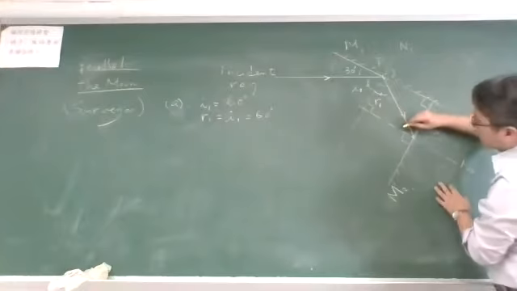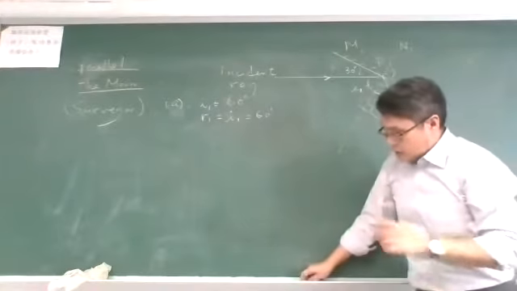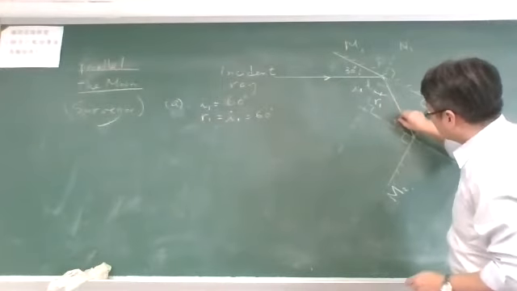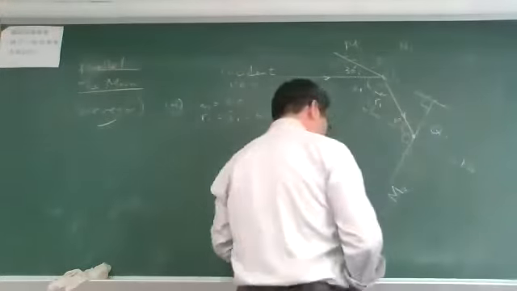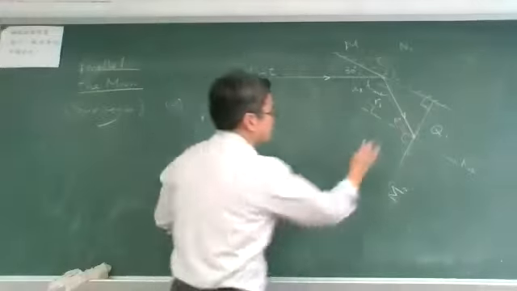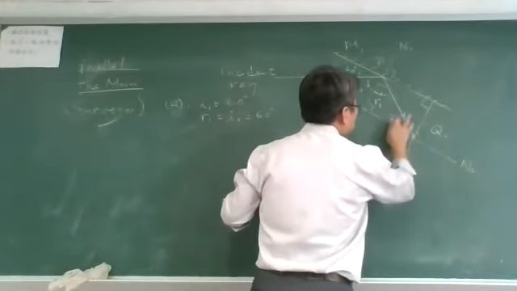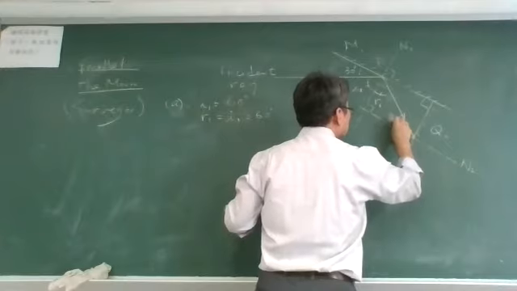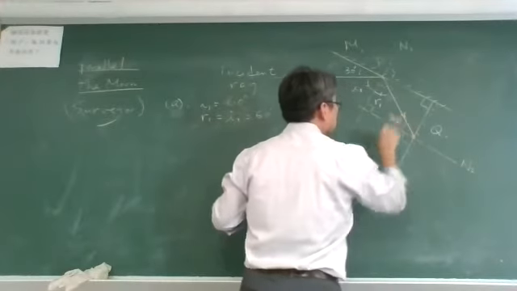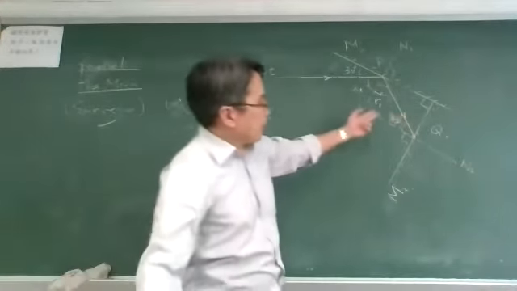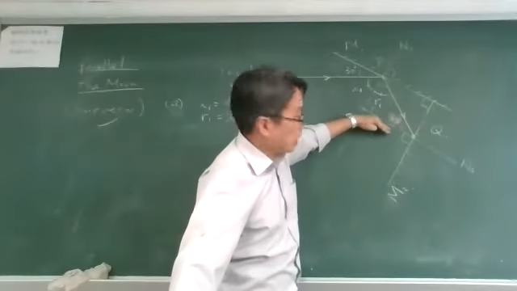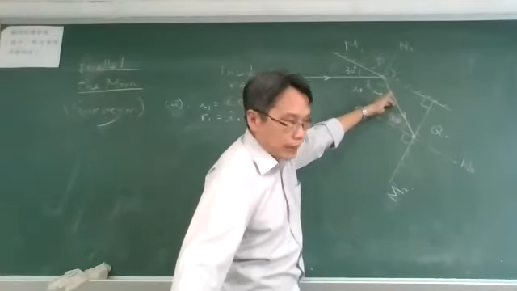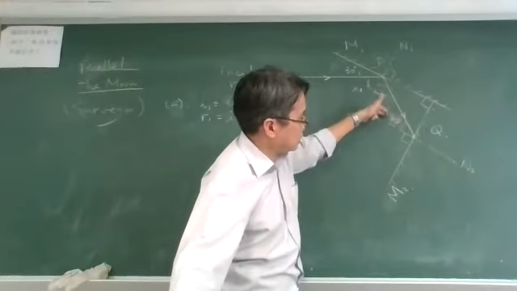And so this angle is, by definition, I2, right? I2, this angle is by definition I2. Because it is the angle between the normal and the incoming ray, incident ray, for the second refraction. So this one is I2.